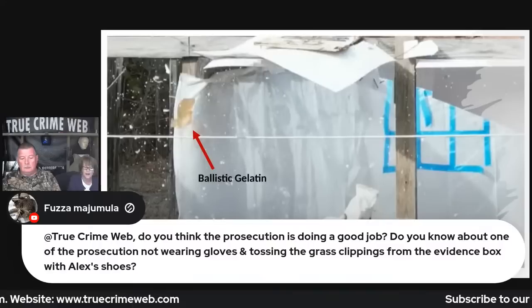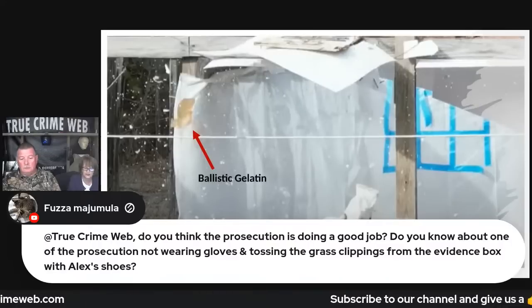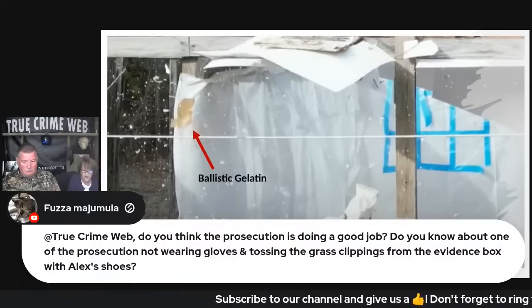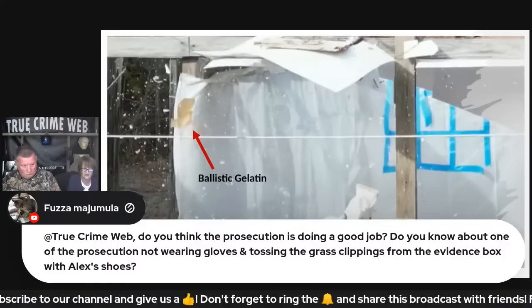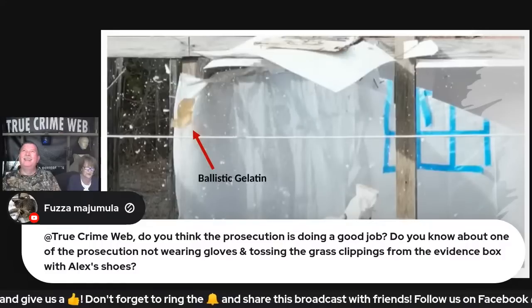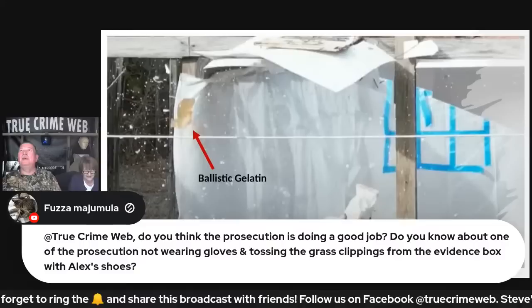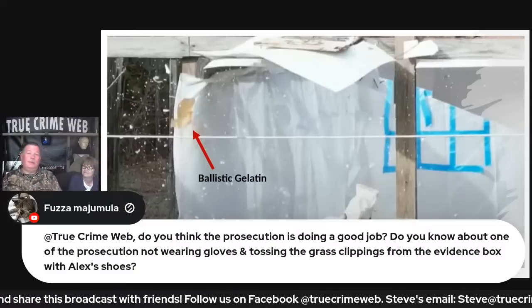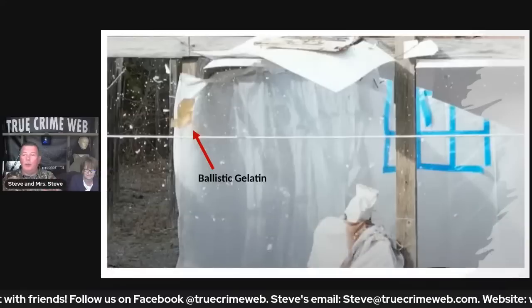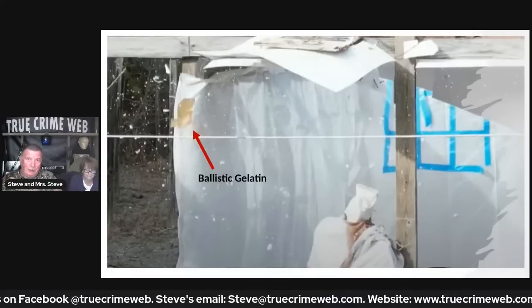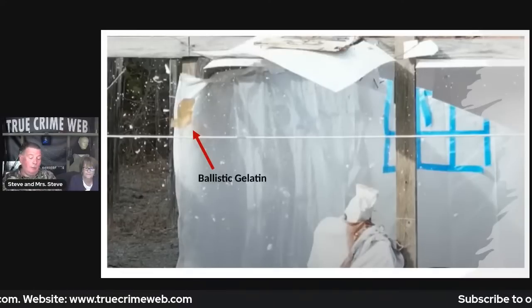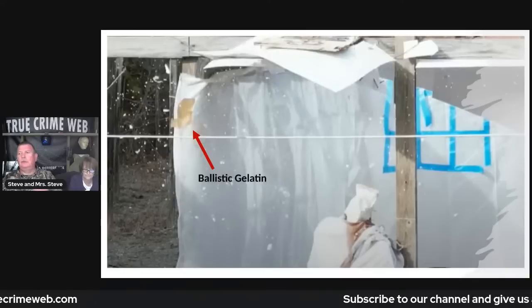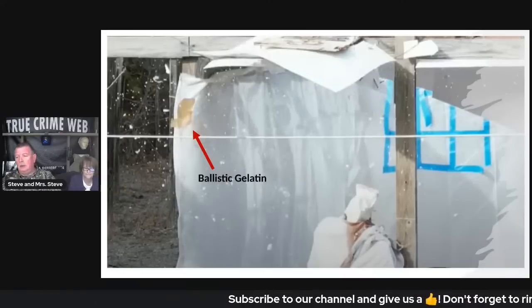And Fuzza, do you think the prosecution is doing a good job? Do you know about one of the prosecution not wearing gloves and tossing the grass clippings from the evidence box with Alex's shoes? Oh my God. Oh man. Well, everything about the evidence has been processed. They're not going to be able to do anything more with the evidence. It's been to the lab. They've already analyzed all the grass clippings and looked at all that. And there's a lot of stuff to do with those soil samples, grass clippings, especially with unknown people.